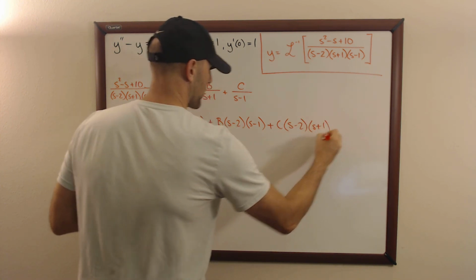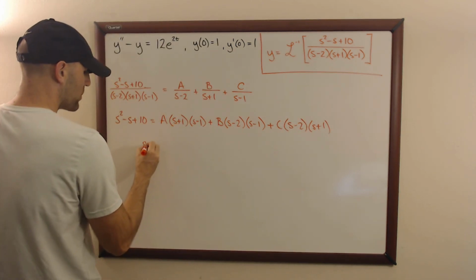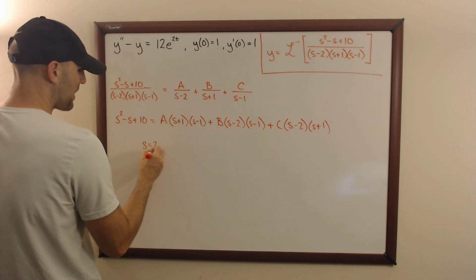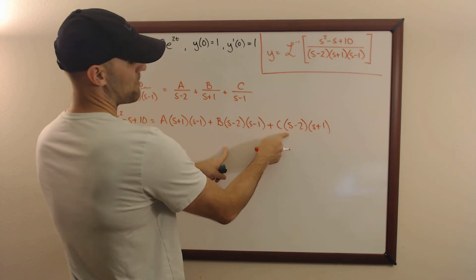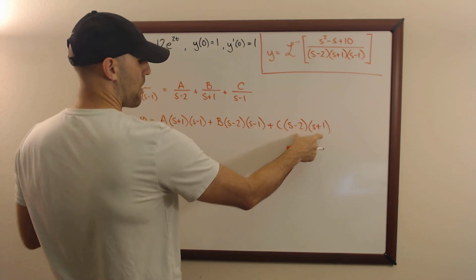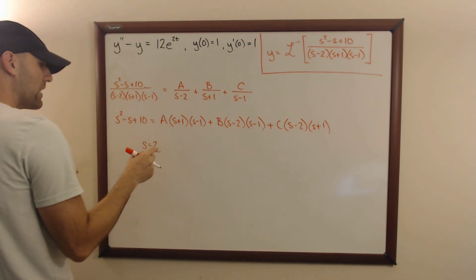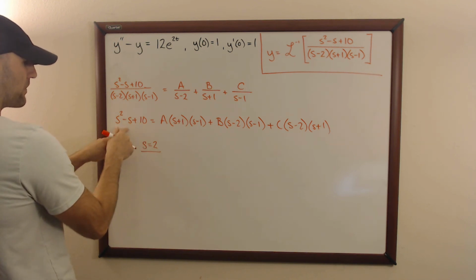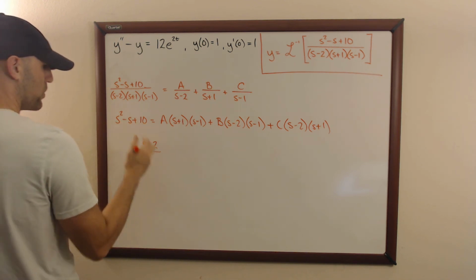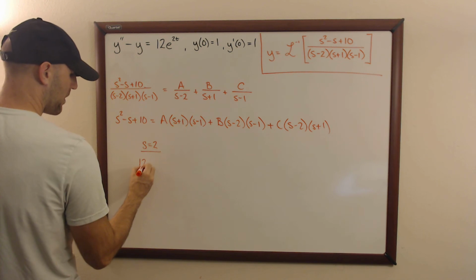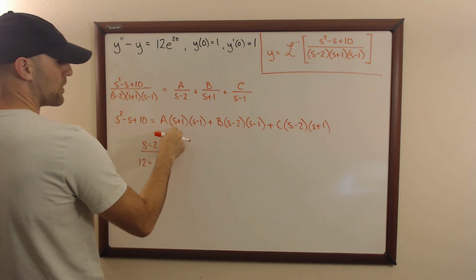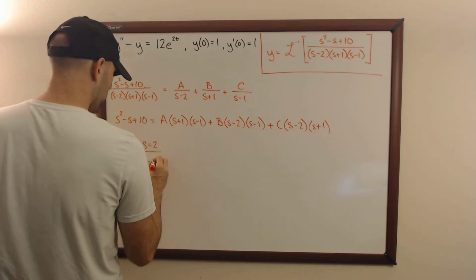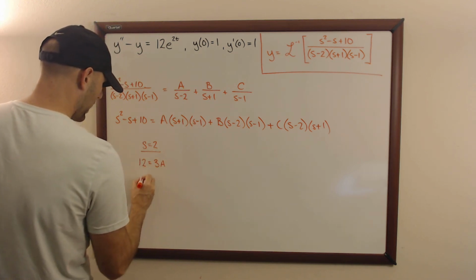All right, fantastic. So again, plug these things in. Let's plug in 2. When I plug in 2, it's going to kill off these two terms. Why? Because that has s minus 2 and s minus 2. 2 minus 2 is 0. That's 0. That's 0. If I plug in 2, the only thing that survives on the left-hand side is 2 squared minus 2 plus 10. That's 12. On the right-hand side, I get a times 2 plus 1, which is 3, times 2 minus 1, which is 1. That's 3a. And I get a is equal to 4.